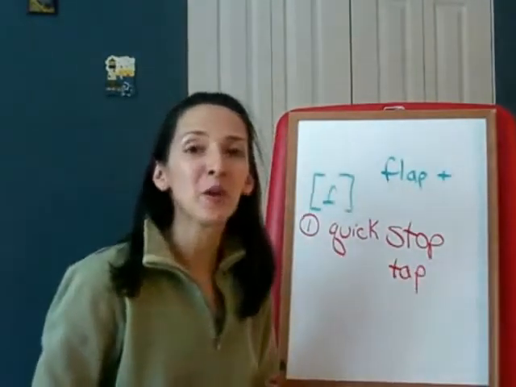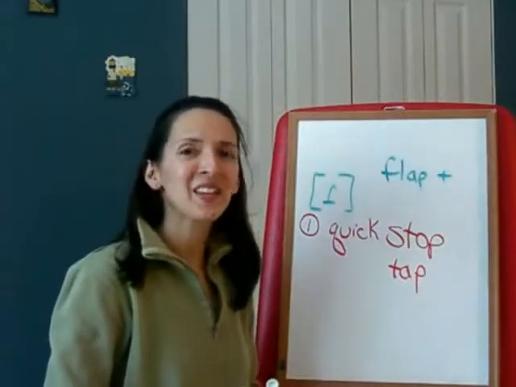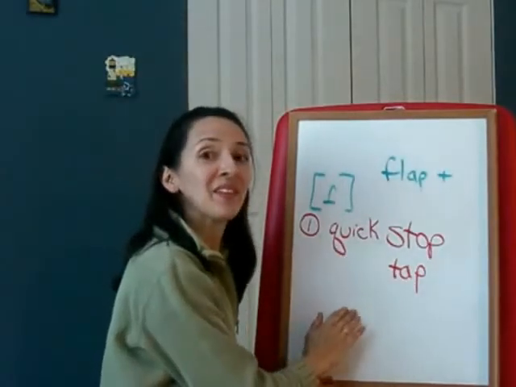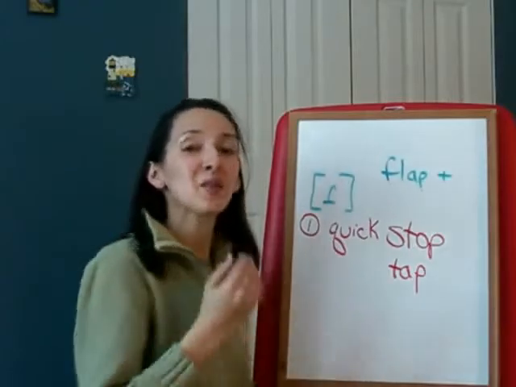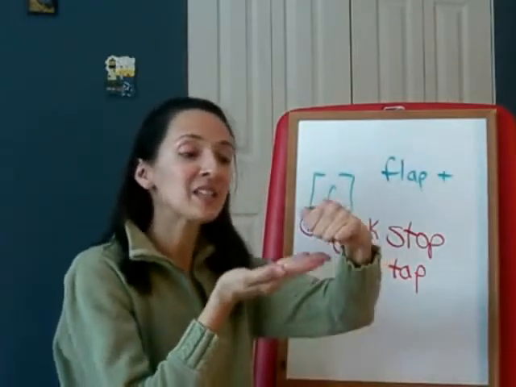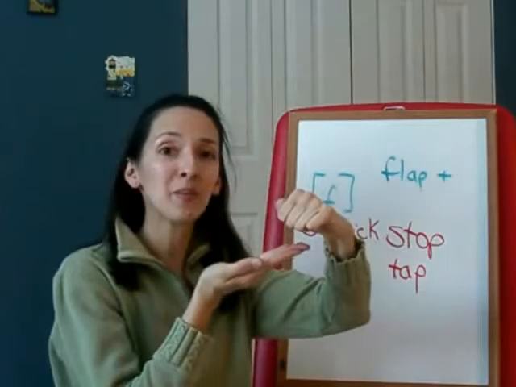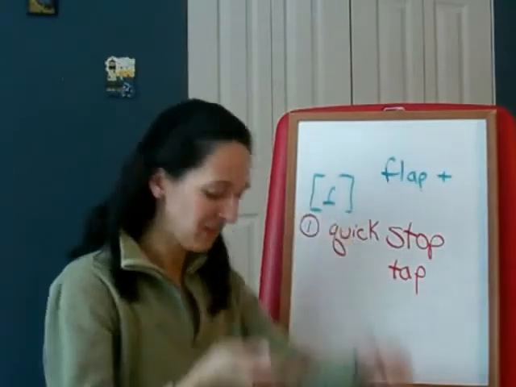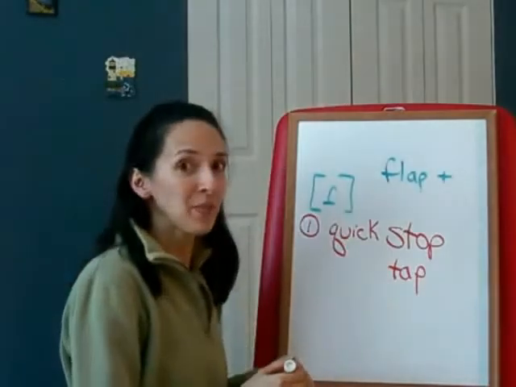A tap, you know, is gentle contact. There's a difference between knocking and tapping. So think of it as your tongue tapping that hard bump. There's still contact, but it's quick and it's light. We'll call it a tap.